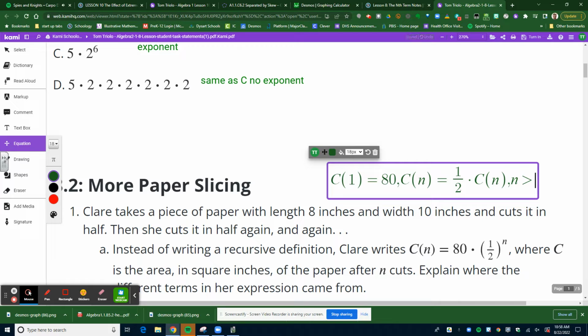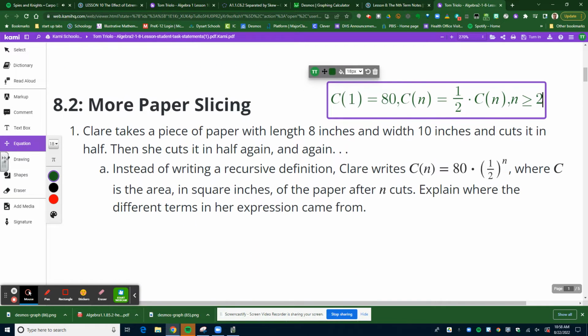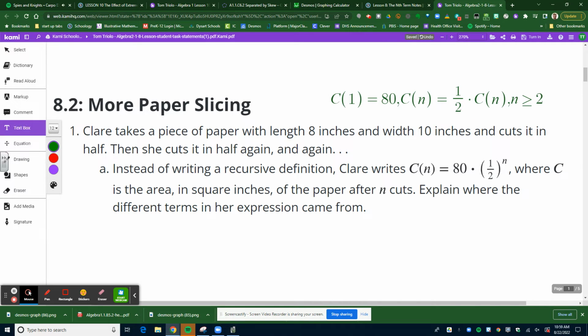Okay. Anybody remember how to get the equal to sign? Just press. Nope, equal to. And I'll put greater equal to. Right. So, instead of writing the recursive definition, which is up here, wrote it as an explicit. So I'm going to just put this. So we call this the explicit.